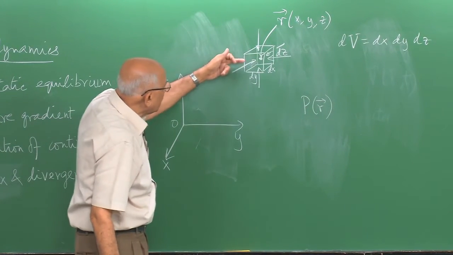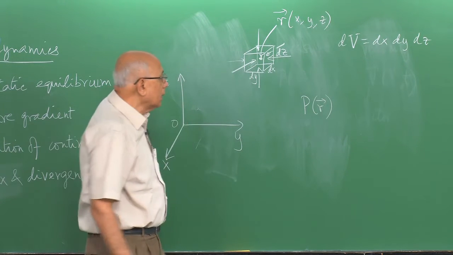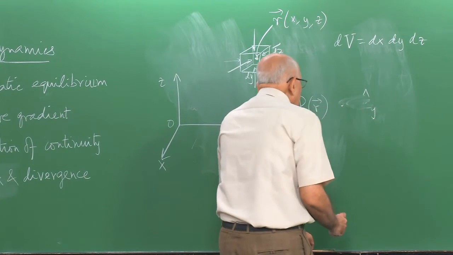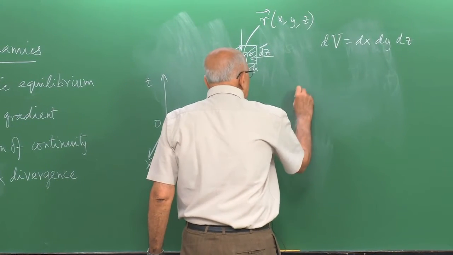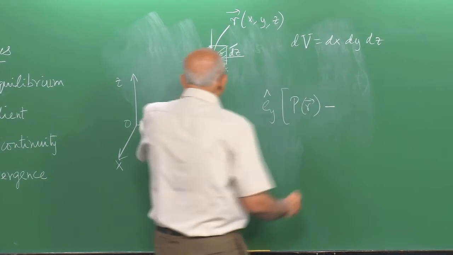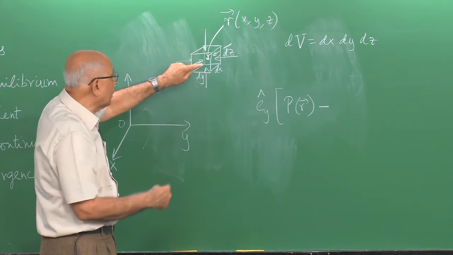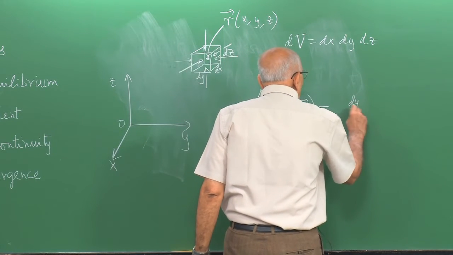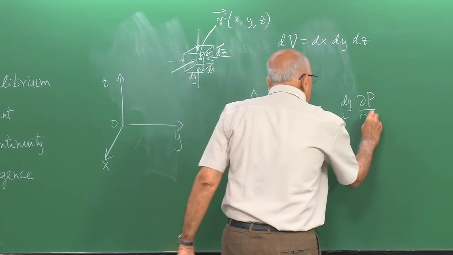Then from the left you have a force pushing in the plus Ey direction. So, this is equal to Ey times P of R minus, because this face is dy over 2 to the left of the point x, y, z. So, this is equal to dy over 2 multiplied by the derivative of this pressure with respect to y.